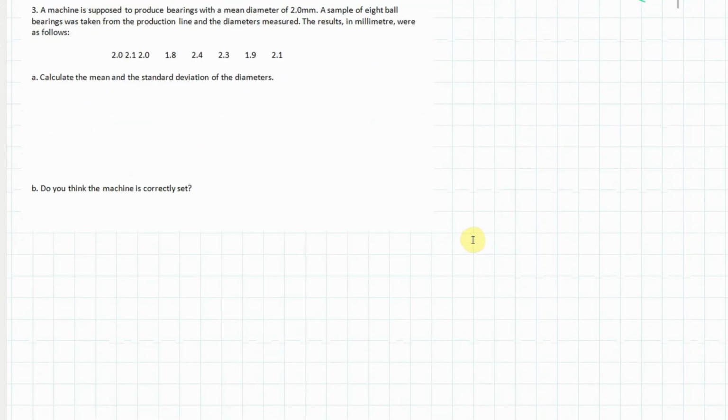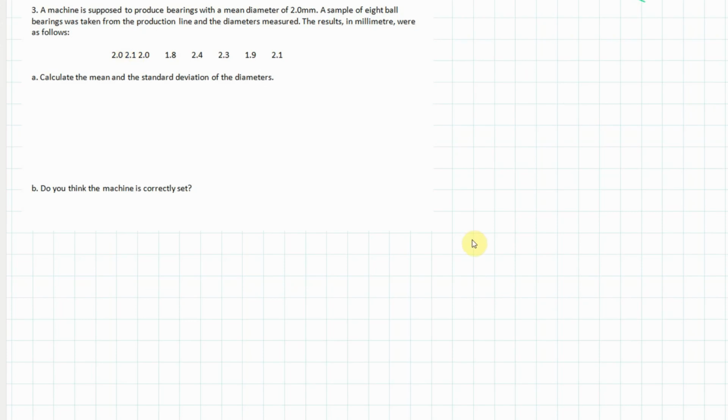Okay, the last one that I'm going to look at with you today is a machine. It's supposed to produce bearings with a mean diameter of 2.0. A sample of 8 ball bearings is taken from the production line and the diameter is measured. Okay, I think these are meant to be separated here. There's 3 different ones here. Okay, so we've got to calculate the mean and the standard deviation.